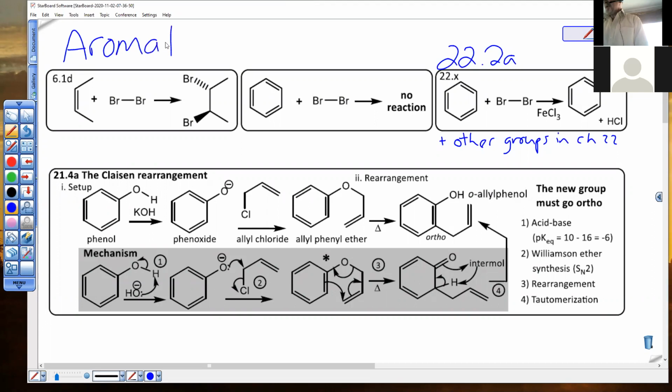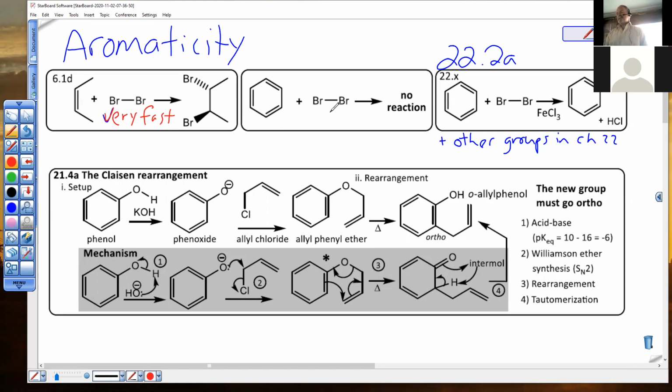Aromaticity contributes towards the stabilization of pi electrons when molecules are aromatic, and as a consequence, contributes towards their lack of reactivity under normal circumstances that we have seen before. For example, in section 6.1d, we did the bromination of alkenes, and we learned this reaction was very fast. Happens within seconds. We try the same reaction with benzene, and we get absolutely nothing.